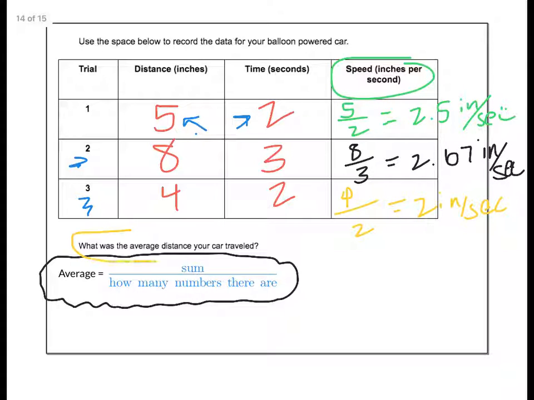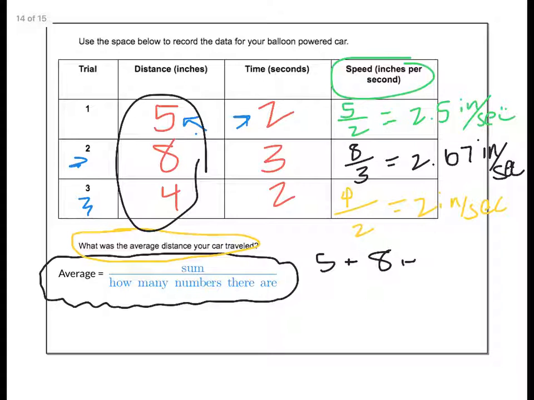It says, what was the average distance your car traveled? So average is the same as the mean, if you remember that from math class, and to find it, we need to take the sum. Sum means I'm going to add up all of my distances. So I'll take all of my distances from my different trials and add them all up. So I do 5 plus 8 plus 4.